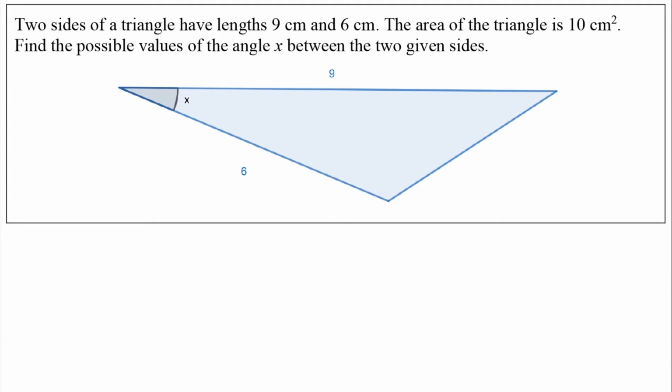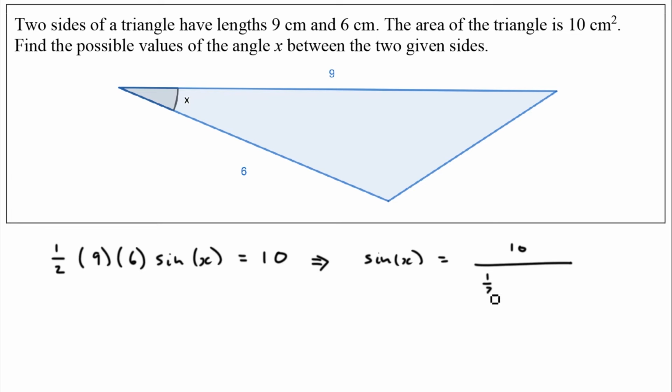In this question, we have a triangle of sides of length 9 and 6 centimeters. We're told that the area of the triangle is 10 square centimeters, and we have to find the possible values of the angle x between the two given sides. So we know that the area, being 1/2 times the length of one of those sides, 9, times the length of the other side, 6, times the sine of the angle between them, the sine of x, is going to be equal to 10. So we can divide through by everything on the left-hand side except for the sine of x, to leave us with the sine of x is 10 divided by 1/2 times 9 times 6, which is 10/27.